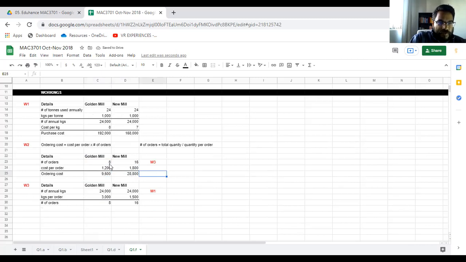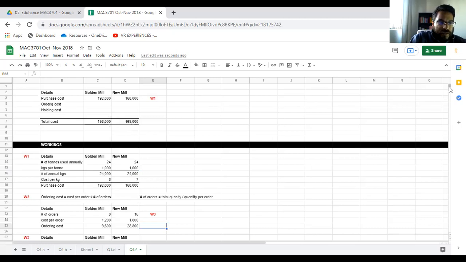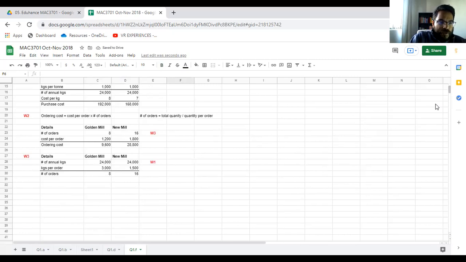So therefore the ordering cost is the following. So this is going to come to working 2. So ordering costs 9,600 and 28,800. Now we're going to work out working 3 for holding costs. Holding cost is calculated as follows.